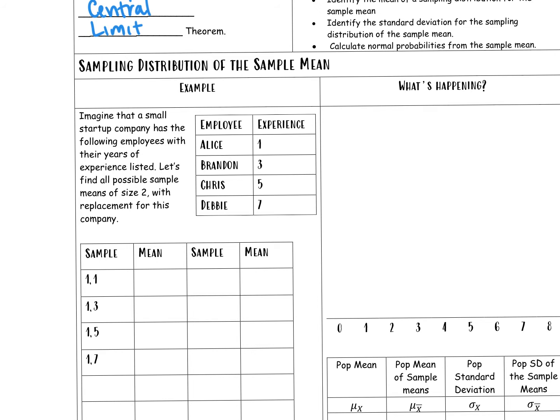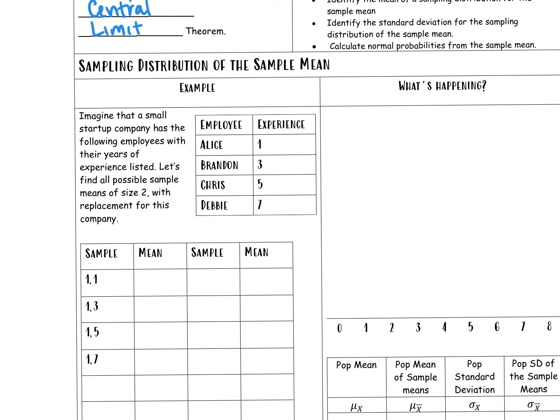What I want to do, though, is find the mean value. And in particular, I want to find the sample mean from a size of 2 with replacement. What that means is I'm going to put these names in a bag, draw a name out, and then put it back in, and then draw a name out again. Get their years of experience and find the average between those 2 values.